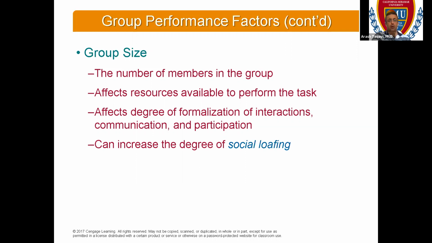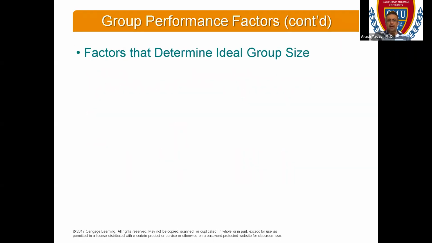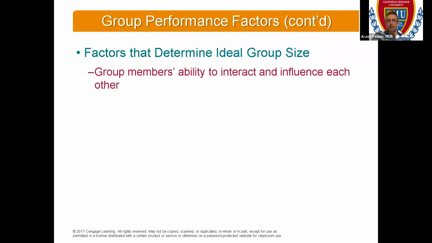The degree of social loafing, and factors that determine ideal group size. Group members' ability to interact and influence. Think about the words very, very carefully. We are talking about the interaction, not action. Interaction: act together. One part, second part. One part, at least second part. Sometimes one part and different parts. It is interaction. And maturity of the group.